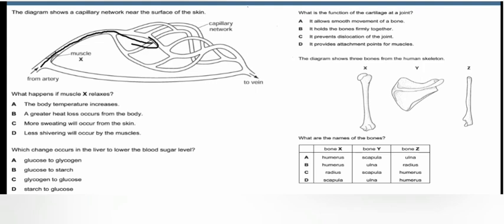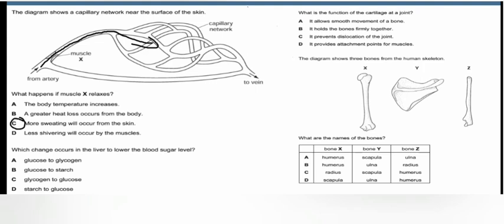Now, that one can only be done when the temperature increases, right? So you're going to find that once the temperature of your body increases, muscle X is going to relax. Now, option A was saying the body temperature increases. Then B was saying a greater heat loss occurs from the body. Then C was saying more sweat will occur from the skin. So the answer is going to be what?